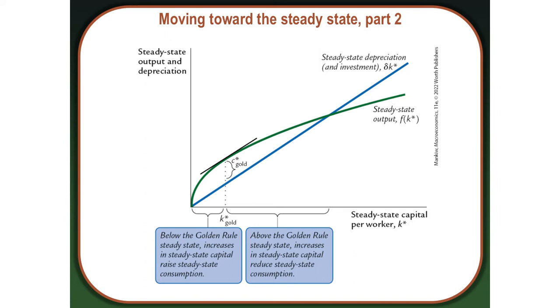There's nothing in this model that says we are going to automatically end up at this golden rule level. So it's the policymaker's job to manipulate the particular steady state to get us to this point where we are maximizing consumption per worker.